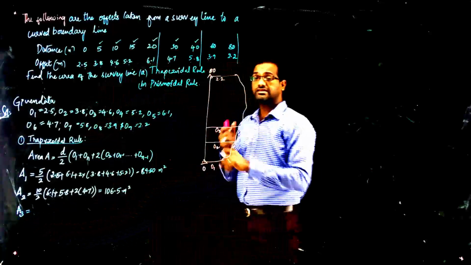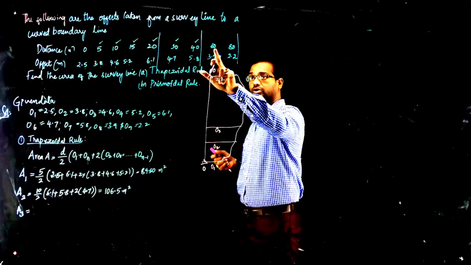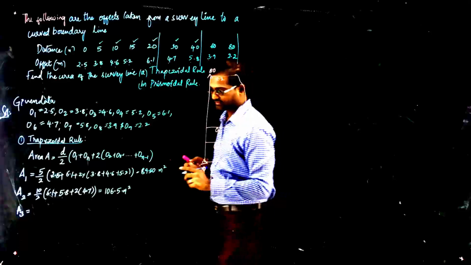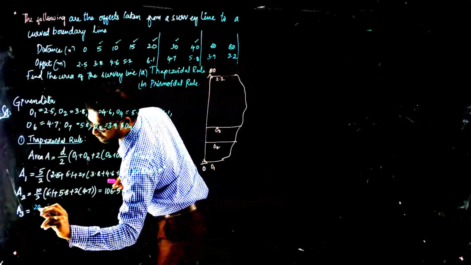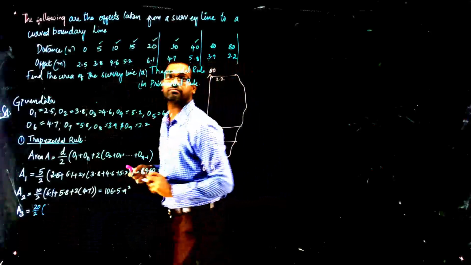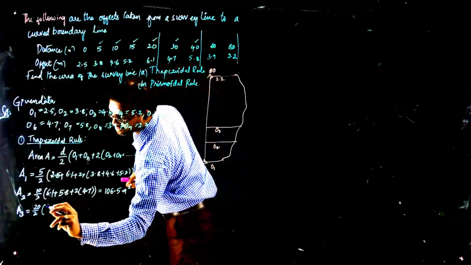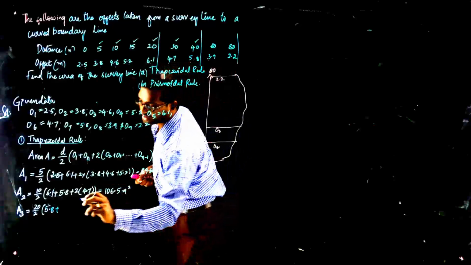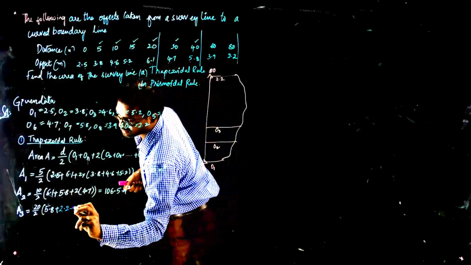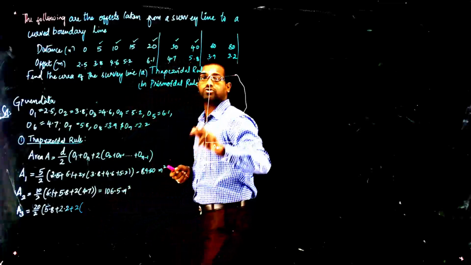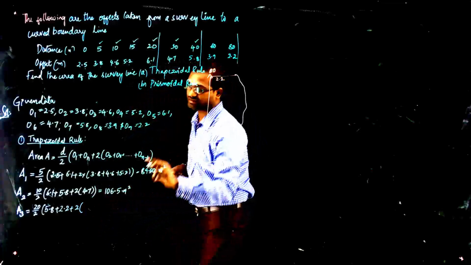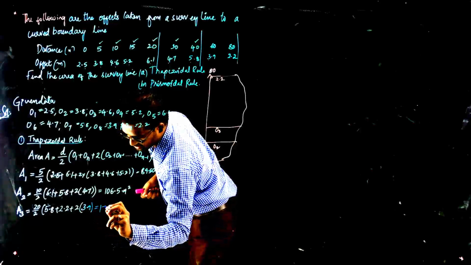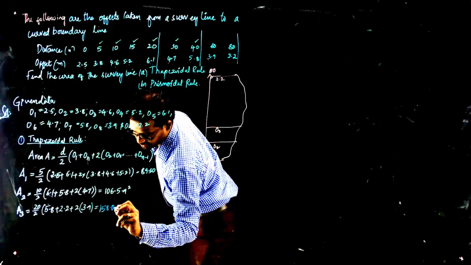Now we have A3, where the common distance is 20 meters. We have 1, 2, 3 ordinates whose common distance is 20 meters. Now 20 by 2, multiplied by the first ordinate plus the last ordinate, plus 2 times the middle ordinate, which is 3.9. If you calculate this you will get a value of 158.0 square meters.